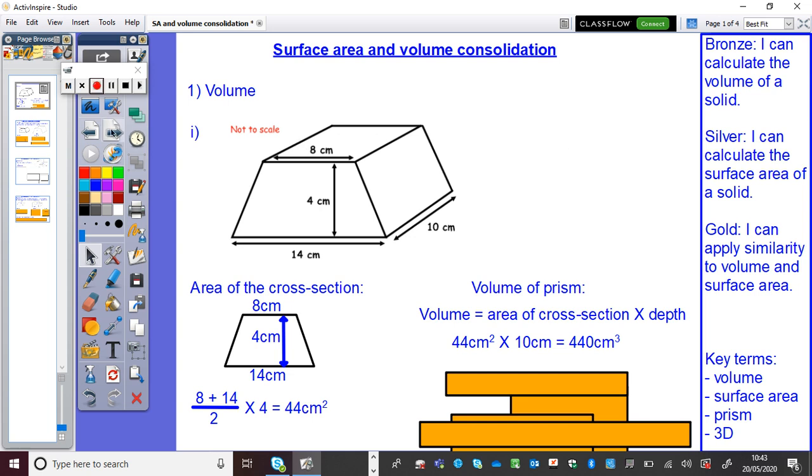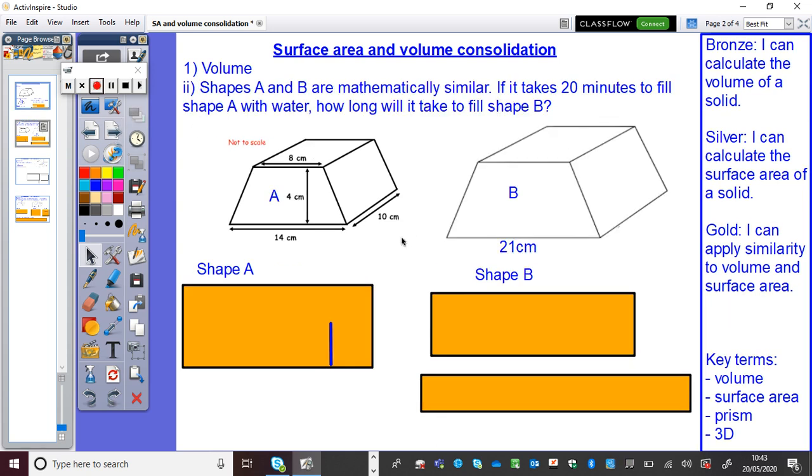So now let's have a look at another question. So I'm working with volume still. I've got shapes A and B are mathematically similar. If it takes 20 minutes to fill shape A with water, how long will it take to fill shape B?